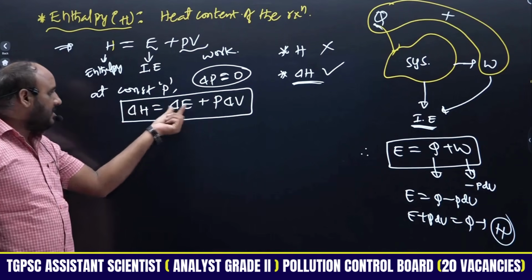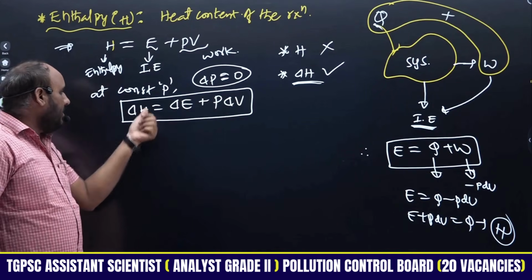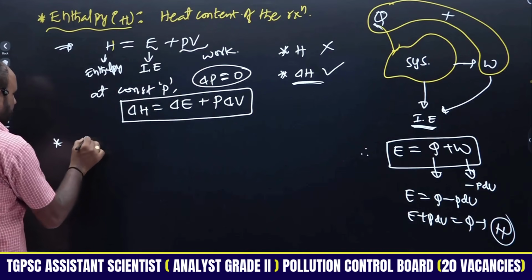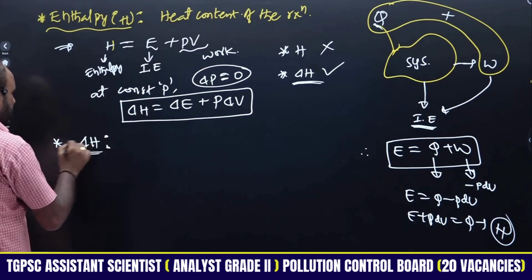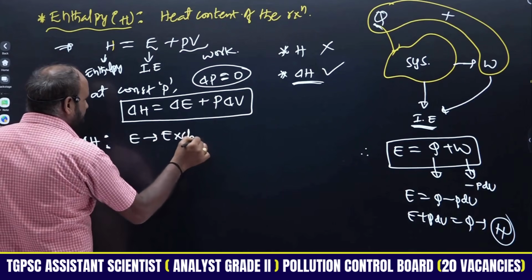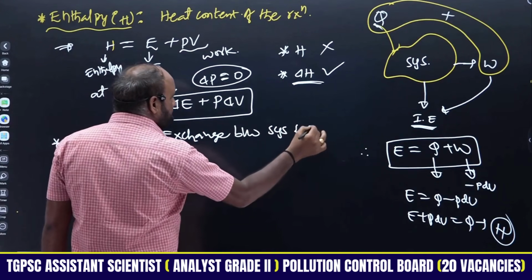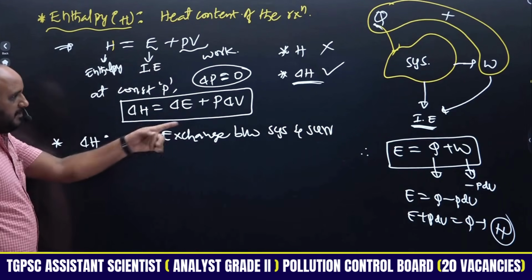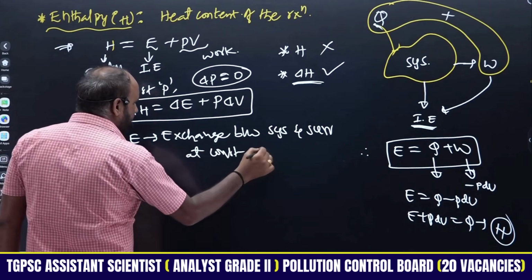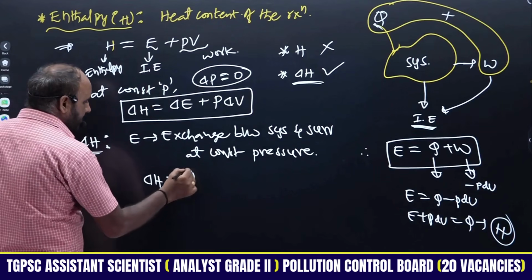What is meant by delta H is the change in internal energy plus pressure-volume work. The sum of these two is equal to delta H, right? So we are going to define delta H also. Delta H is the energy exchange between system and surroundings at constant pressure, right? So simply we write delta H is equal to QP.